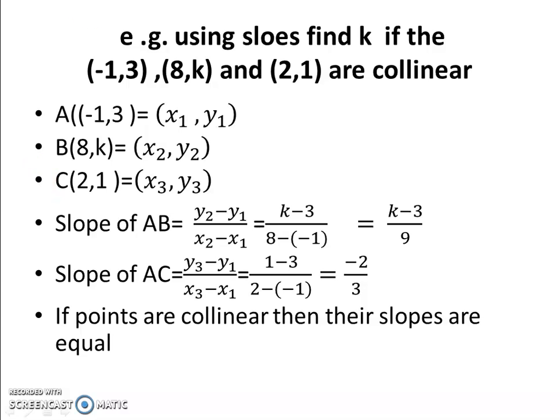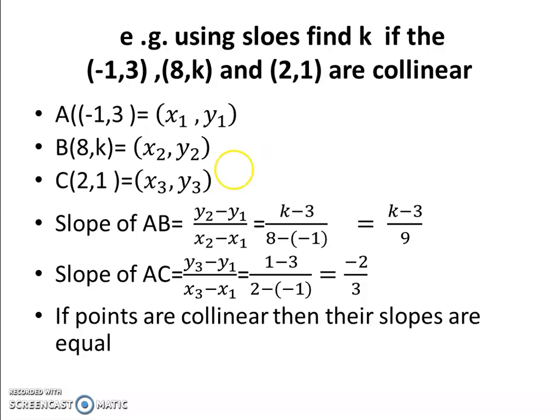Using the slopes, we have to find k if (minus 1, 3), (8, k) and (2, 1) are collinear. Capital A is given as (minus 1, 3), that is x1, y1. Capital B is (8, k), x2, y2. Capital C is (2, 1), x3, y3. We have to prove that these three points are collinear. Let us first find the slope of these points.